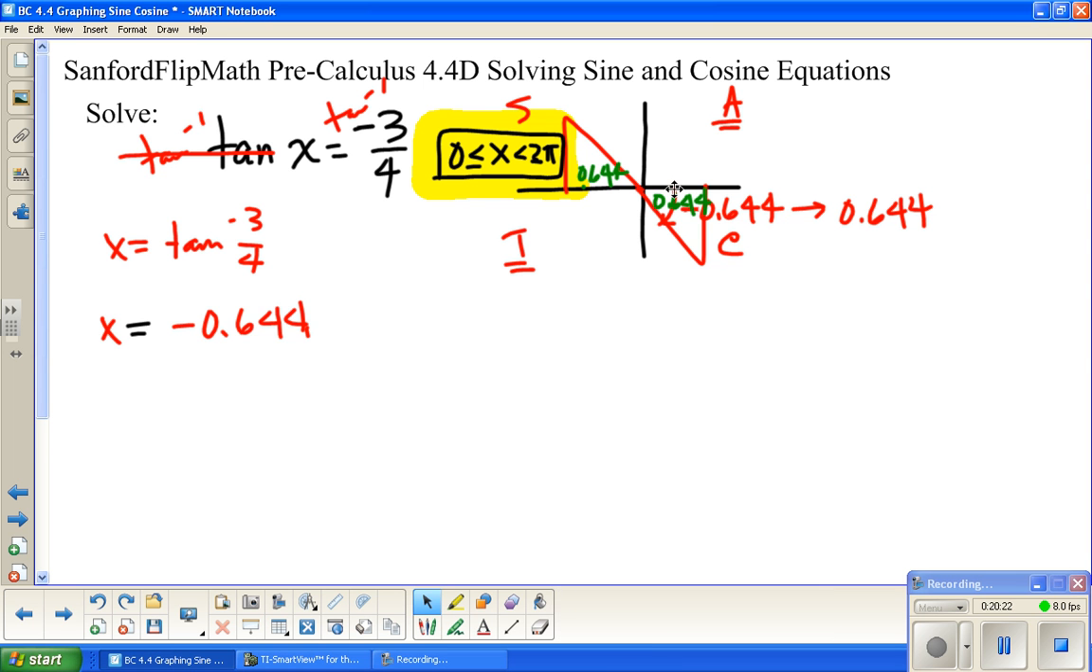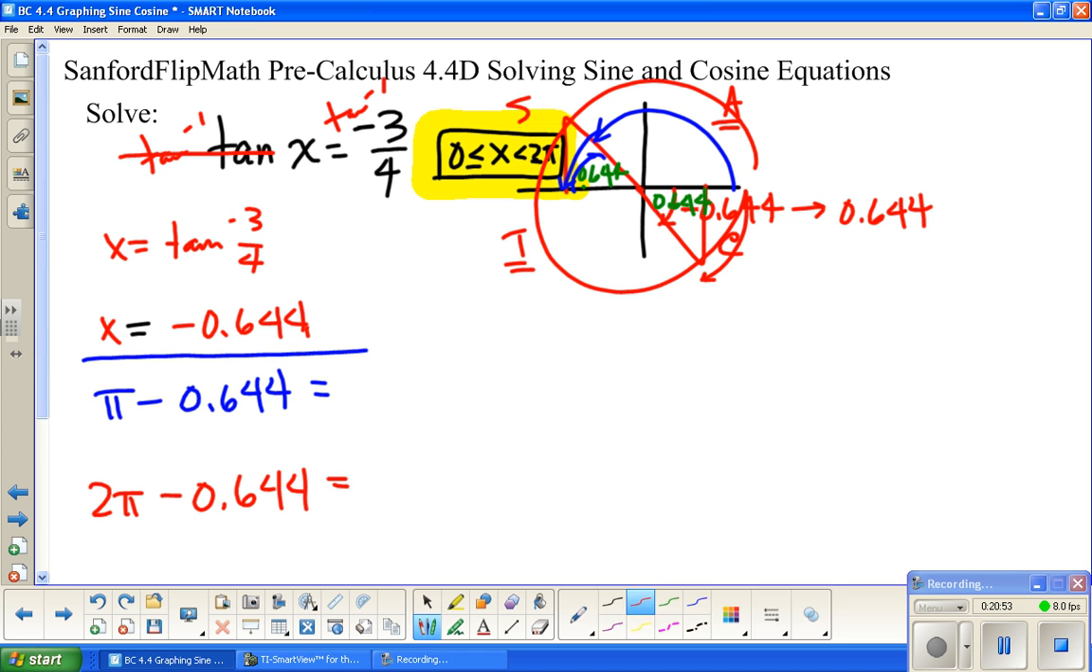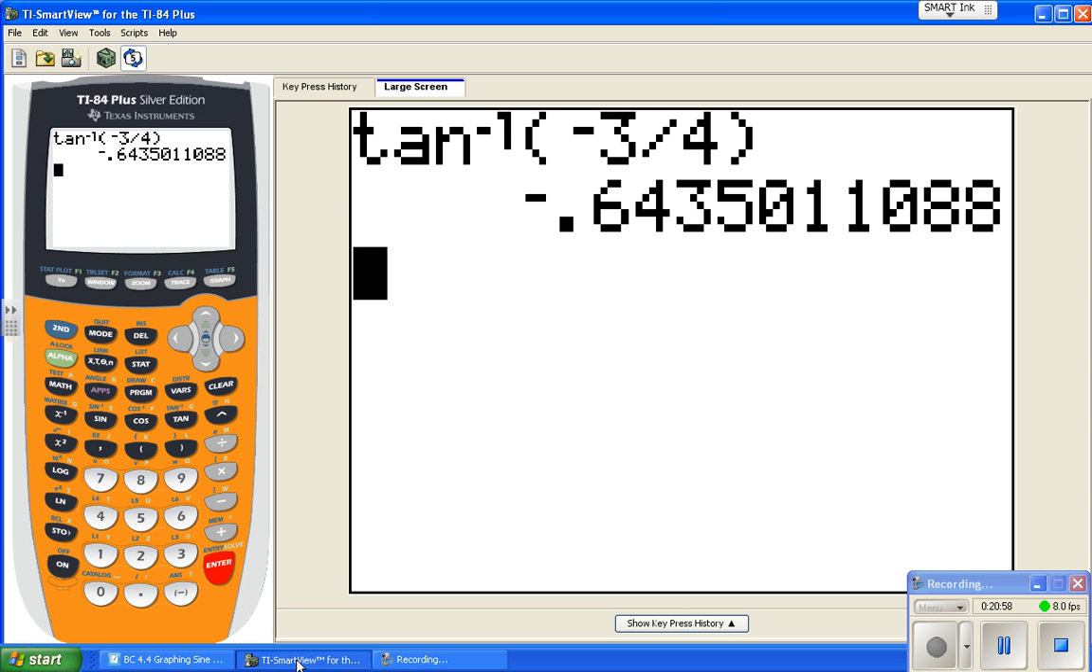Okay, so how far did we really rotate to get to here? Well, to get all the way to this axis would be 180, or pi. Back up 0.644. So the first one is going to be pi minus 0.644, and we'll do both of these in a second. The other one is going to come from 360 minus, or in other words 2 pi minus 0.644. Okay, so the reference angle wasn't one of the angles at all.